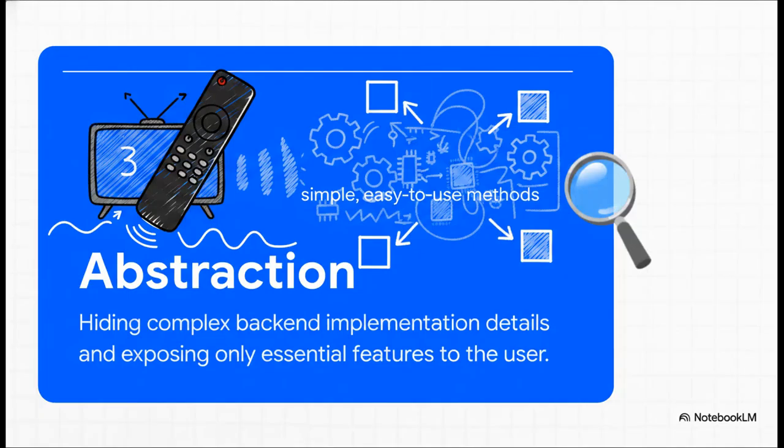And that brings us to abstraction. Think of your TV remote. You press a button and the channel changes. What a relief that you don't need to actually understand the microchips, the infrared signals, or the internal circuitry to watch TV, right? Abstraction in Python is exactly that. We build all this complex background logic into our classes, but we only expose simple, easy-to-use methods to the user. We hide the messy details, making absolutely sure the user only interacts with what is strictly necessary.